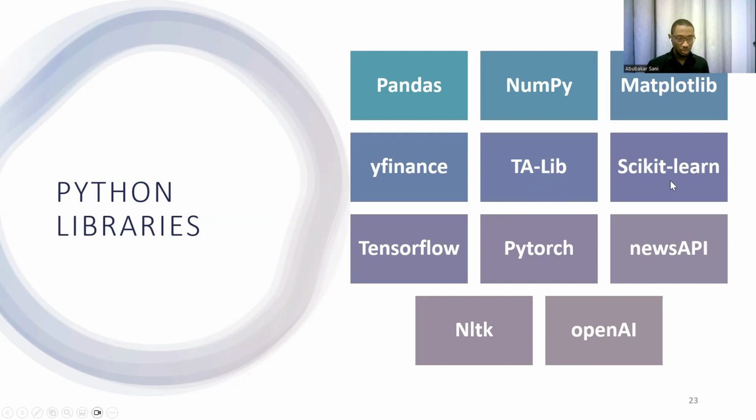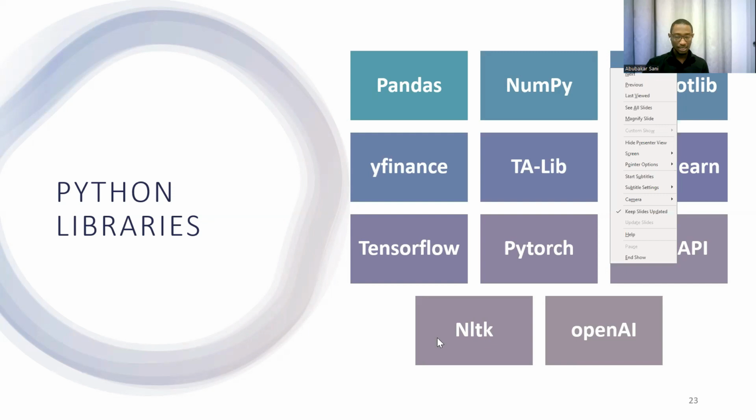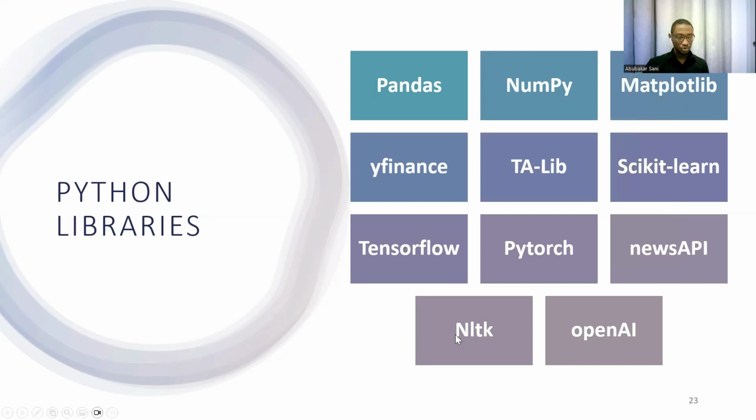Scikit-learn, if you are going to use machine learning. TensorFlow, if you're going to use deep learning, deep neural networks. News API. This is a new one. In our previous sessions I have not added this, because we did not need it before, but now we need it. It will give us access to news articles, curated news from the internet, through this API. NLTK is a natural language processing toolkit.